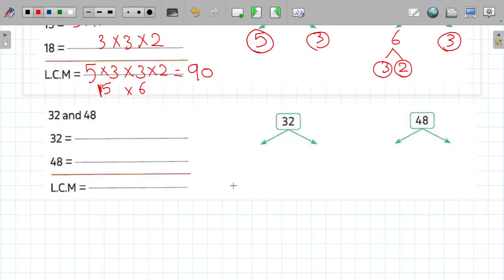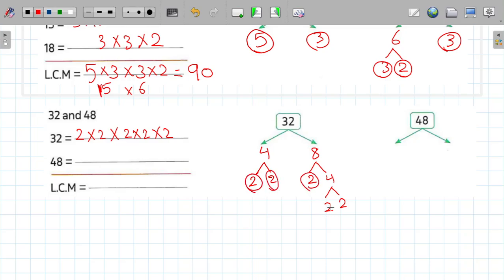Okay? Next I have 32 and 48. So I will factorize each number alone. The first number here is 32 equals 4 by 8. 4 equals 2 by 2. 8 equals 2 by 4. And 4 equals 2 by 2. So the first number here is 2 by 2 by 2 by 2 by 2. 1, 2, 3, 4, 5.